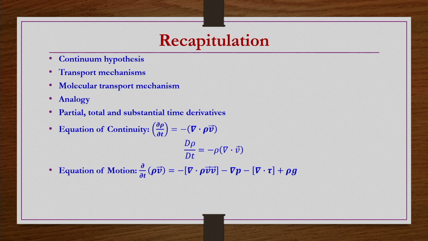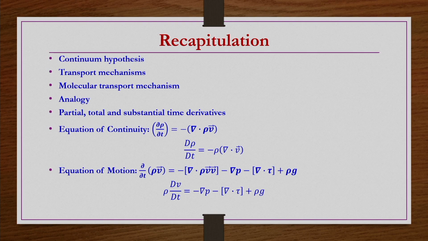If additional forces or additional terms are also causing momentum transfer, then those terms should also be added to the right hand side, that is what we have seen. Then the same equation, if you write it in substantial time derivative form, we got ρDv/Dt equals minus ∇p minus ∇·τ plus ρg. This is what we have seen in the last two lectures.